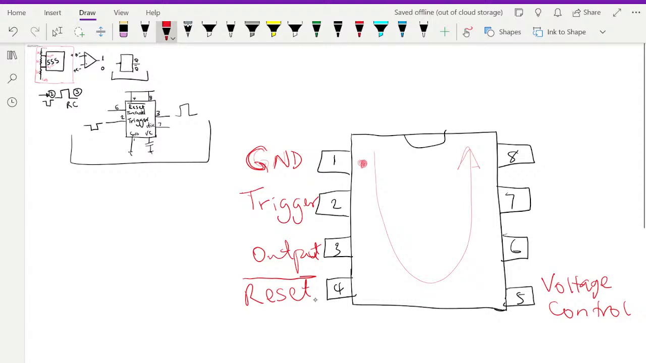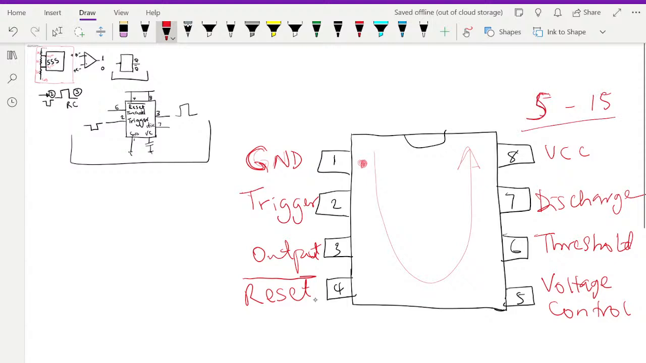We say that 6 is threshold. 7 is your discharge pin. And 8 is your power supply. If it is a CMOS version, it can take at least slightly higher voltage, I think up to 15 or thereabouts. So it can take from 5 volts to 15 volts. Alright, so that's the pin out of your 555 timer.